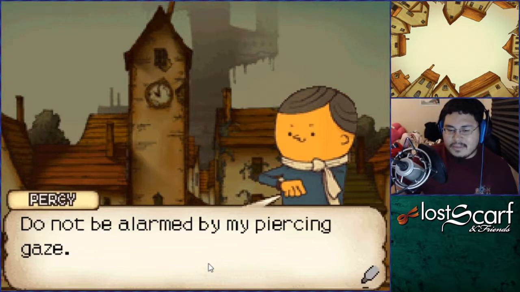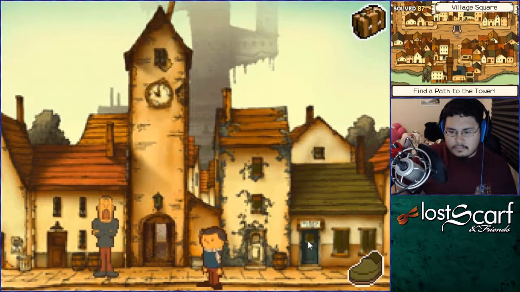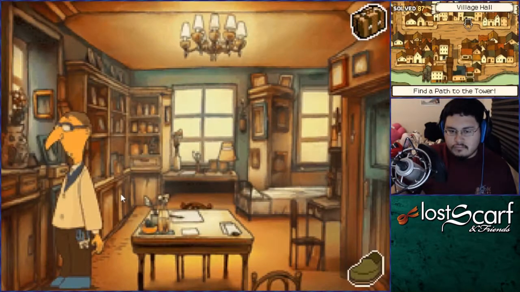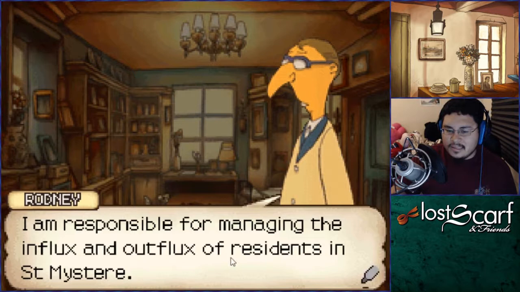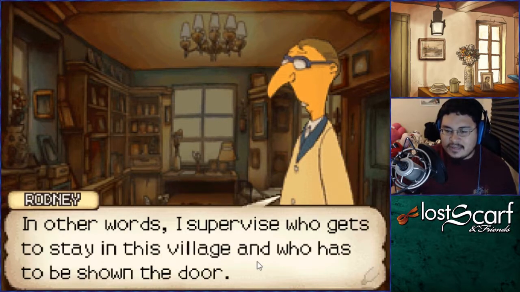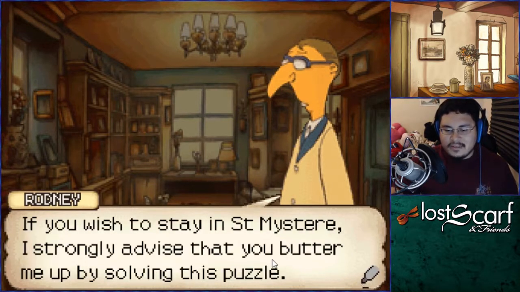Do not be alarmed by my piercing gaze. This is for research purposes only. I am responsible for managing the influx and outflux of residents in St. Mystere. In other words, I supervise who gets to stay in this village and who has to be shown the door. If you wish to stay in St. Mystere, I strongly advise that you butter me up by solving this puzzle.